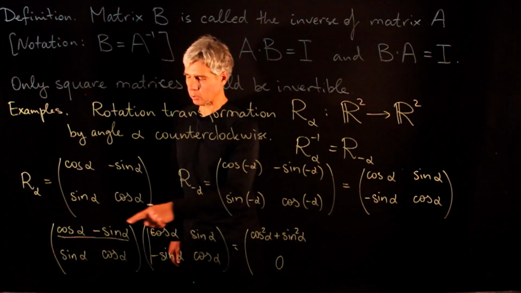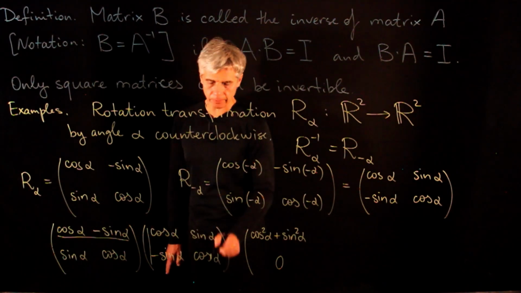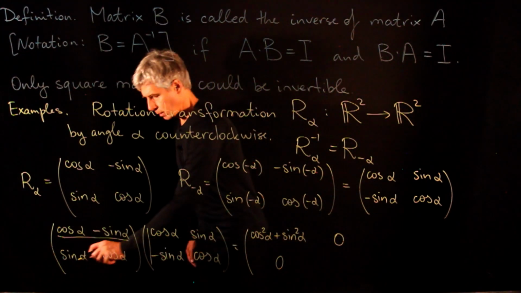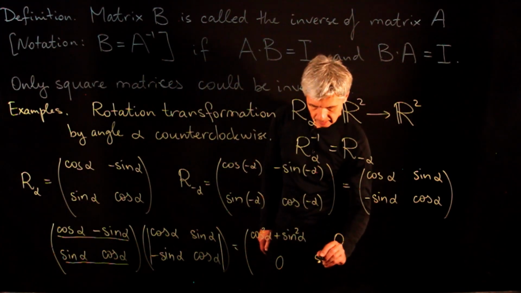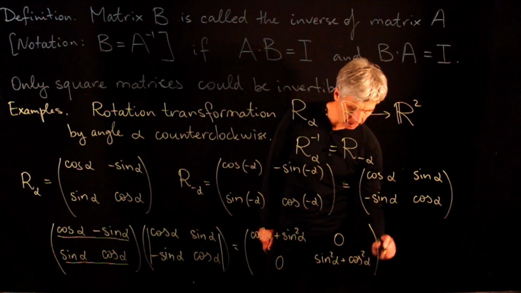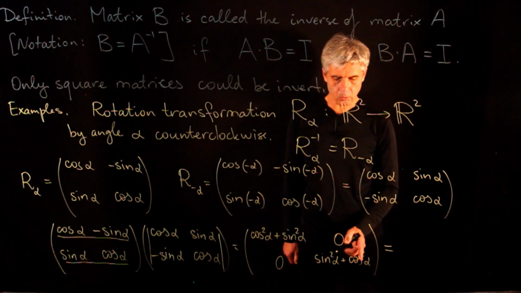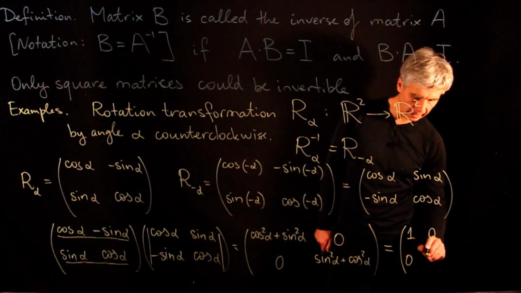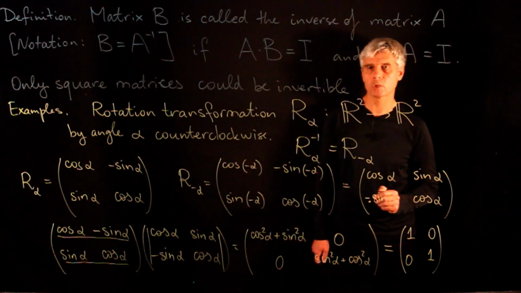If we take the dot product of the first row with the second column, we get cos alpha times sine alpha minus sine alpha times cos alpha. That's 0 again. And when we take the dot product of the second row with the second column, we get sine squared alpha plus cos squared alpha. And from trigonometry, we know that sine squared plus cos squared is equal to 1. So we get a 2 by 2 identity matrix, as we expected, because these two transformations are inverses of each other.